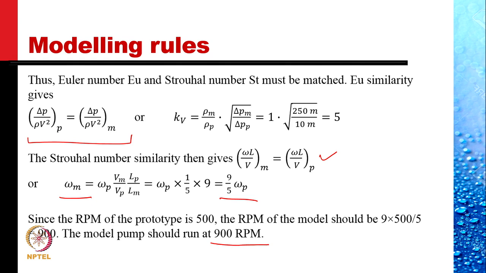So when the prototype runs at 500 RPM, to obtain similarity, we must run the scale model at 900 RPM.